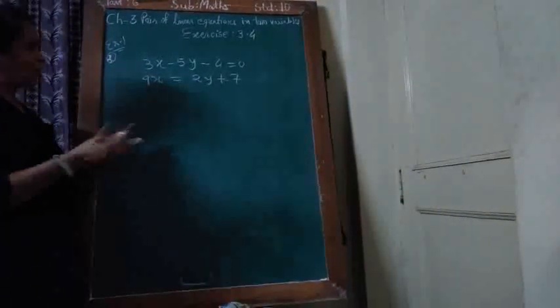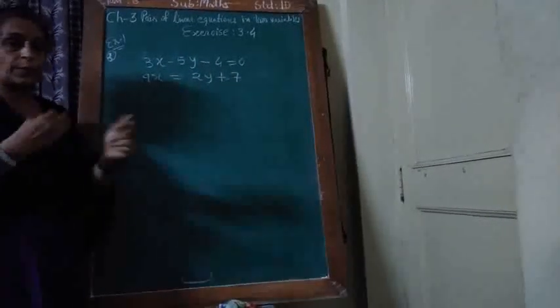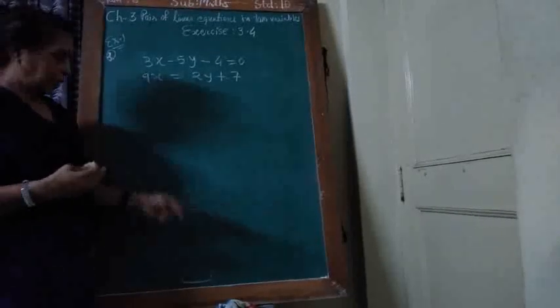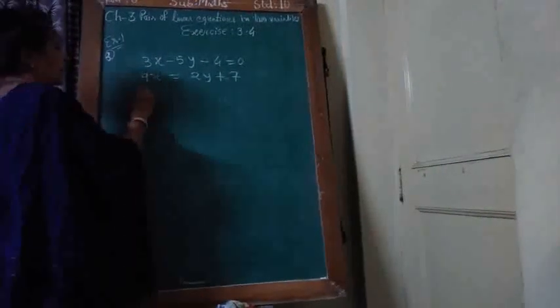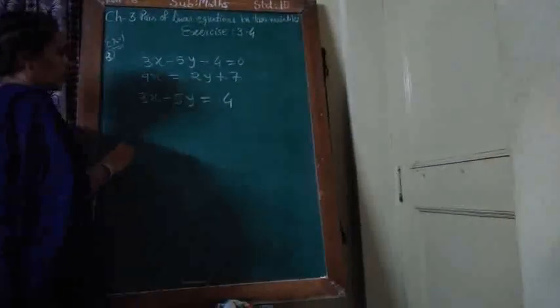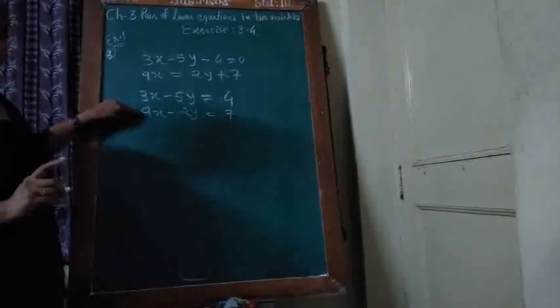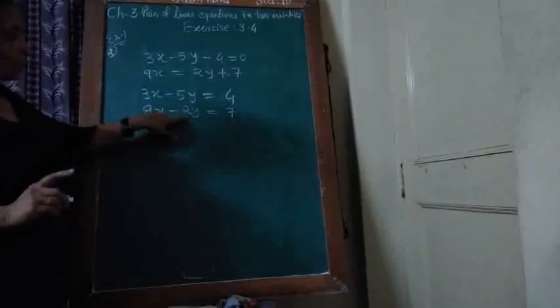So they have written this equation in standard form and here 9x equal to, so you have to write in such a way that you can do very well. So here I write again both equations like this, 3x minus 5y is equal to 4. And here 9x, take the y term, the variable term, here, minus 2y equal to 7. Now see here is 3 and here is 5 and here is 2.